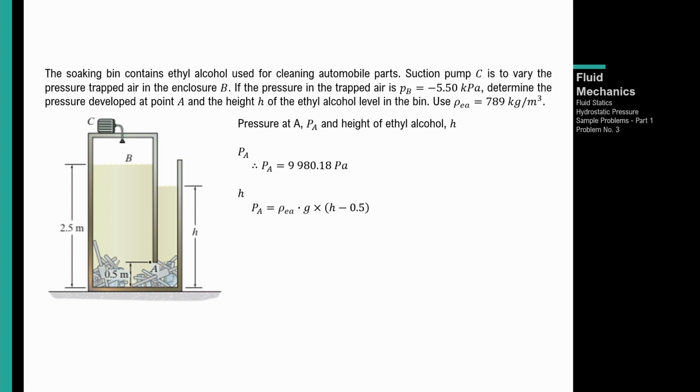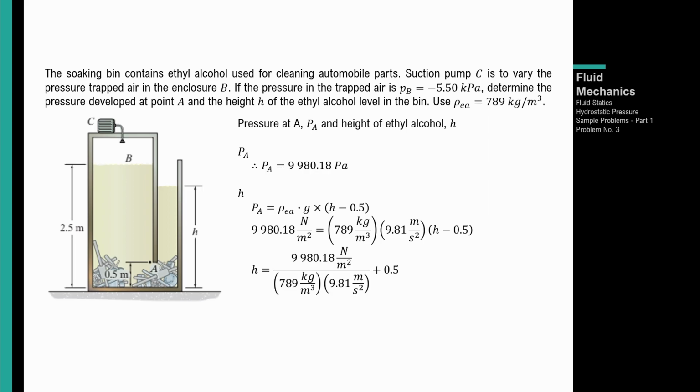Now for the height of the ethyl alcohol H: the pressure at A equals the unit weight of ethyl alcohol, and since density is given, rho g, or the density of ethyl alcohol times acceleration due to gravity times the height of the ethyl alcohol on the right side, which is H minus 0.5. So the pressure at point A is already solved, and given the density of ethyl alcohol and the acceleration due to gravity, 9.81, we can solve for the height of the ethyl alcohol H on the right side of the figure.